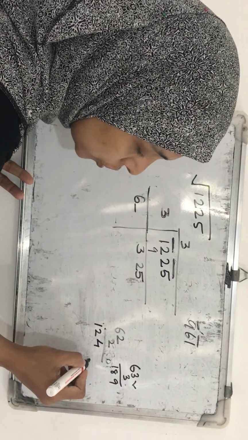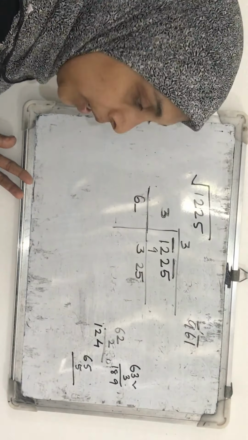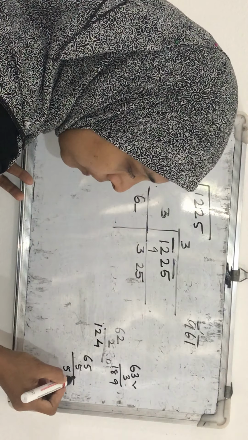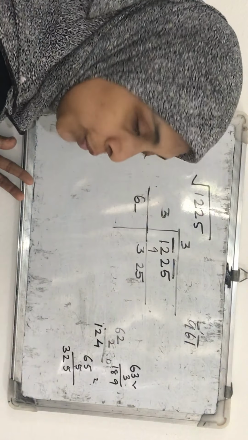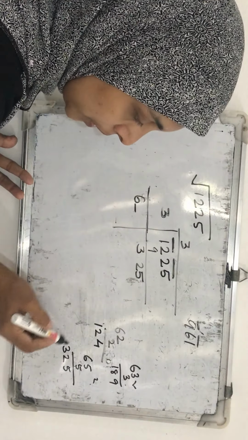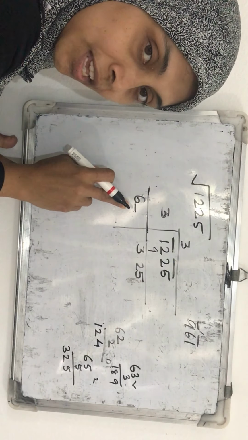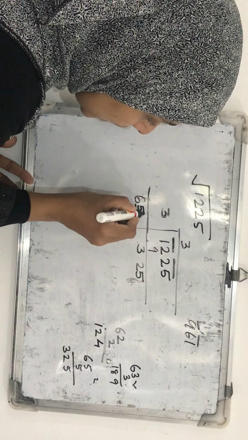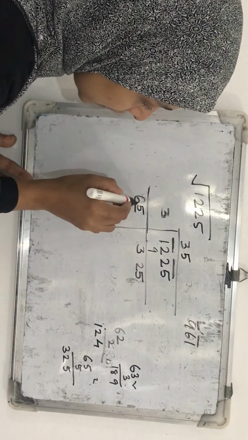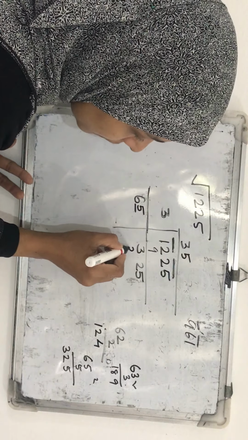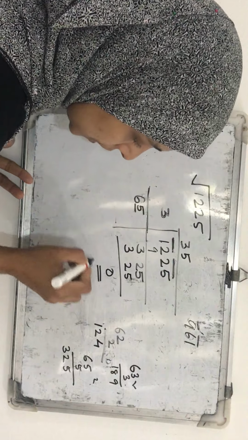Now again, if it is 65 into 5, what will be? Okay, 5 into 5, 25, balance 2, 6 into 5, 30, 30 plus 2, 32. Okay, now we got the same number, 325 here. So which number we should write here? 5. Okay, so the same number we want to write on the quotient part also. Now 65 multiplied with this 5, we will get 325. Then the remainder we got is 0.